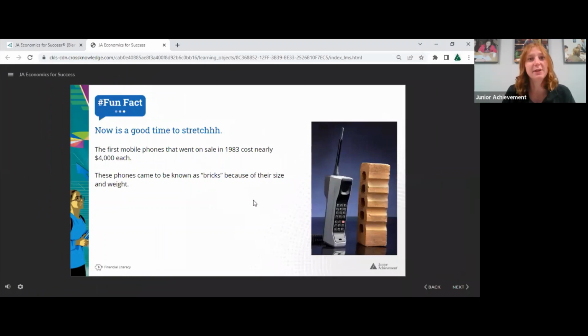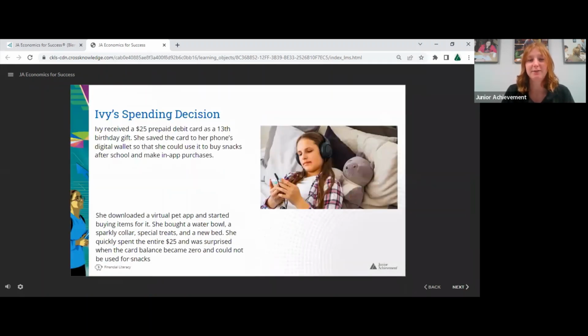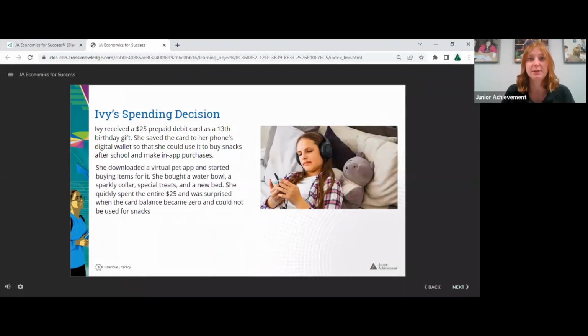In the middle of the activity, we always have a fun fact and just a time for the students to kind of relax, get up and stretch. So make sure you give them time to get up and stretch and really get that blood flowing again. Then we're going to go into our next activity where we are going to look at a few people's decision to spend their money. And we're going to talk about if it was a good decision or a bad decision.